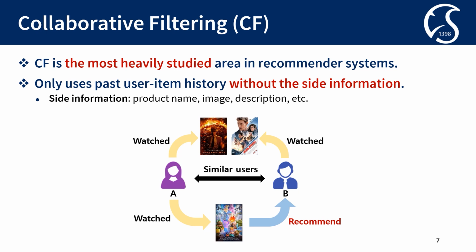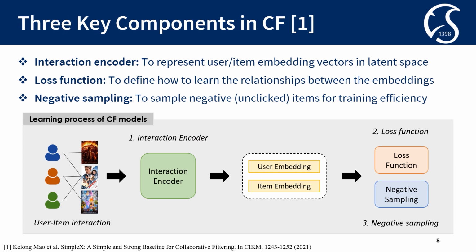CF consists of three main parts. Firstly, the interaction encoder utilizes the user item interaction and represents it as user item embedding vectors. The loss function defines how to learn the relationship between the embeddings. Lastly, negative sampling is a technique that samples from a large amount of items users haven't yet clicked.